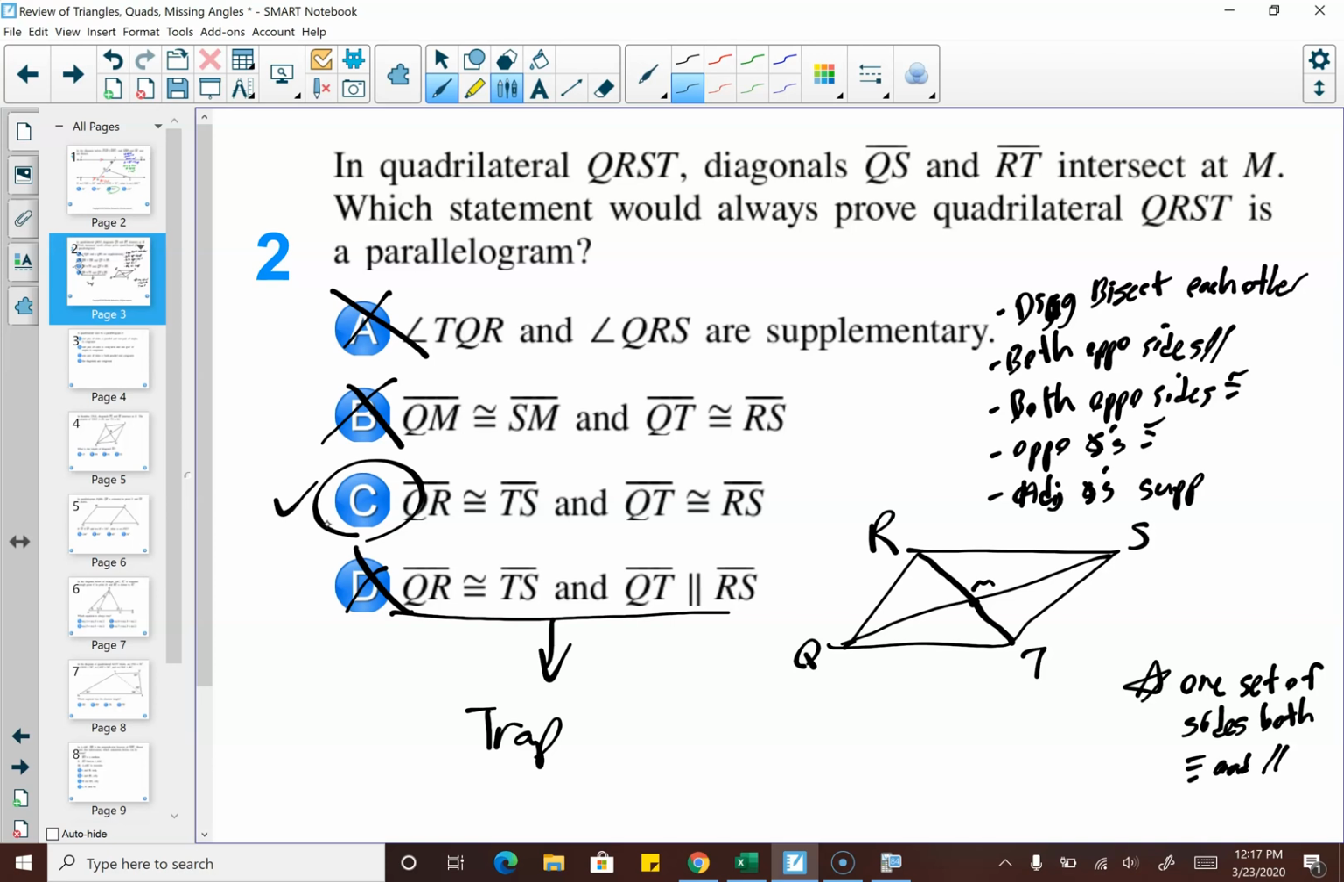So you got to remember that hidden rule for part D is that it's the same set of sides. So one, or the same set of sides, both congruent and parallel.